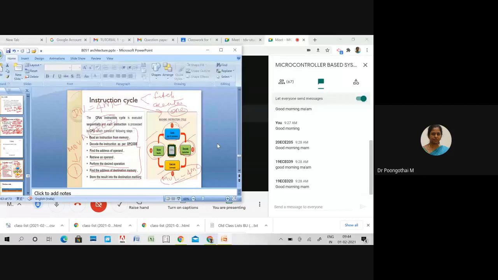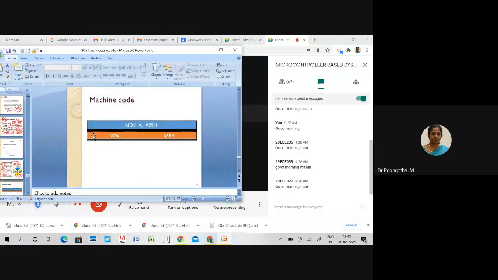So 4 steps: fetch, decode, execute, and store. That's all. So your machine cycle is nothing but a part of the instruction cycle. That is to fetch the data from your memory, that is to find the address of the operand, retrieve an operand. So we may need 1 or 4 machine cycles to execute a particular instruction. Okay. So next one, this I already explained. Machine code is nothing but your opcode and operand. MOV is the opcode and this 55 is the operand.